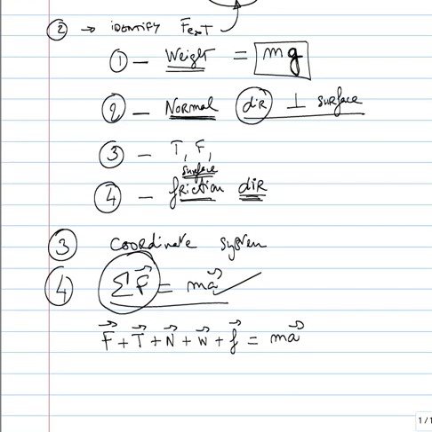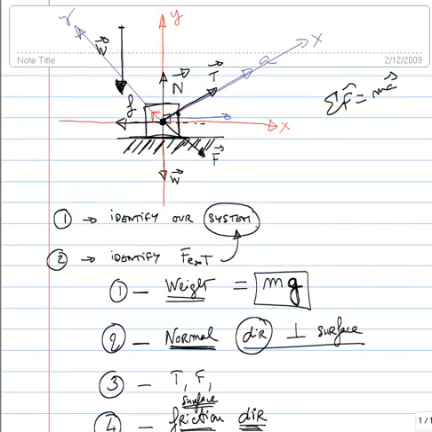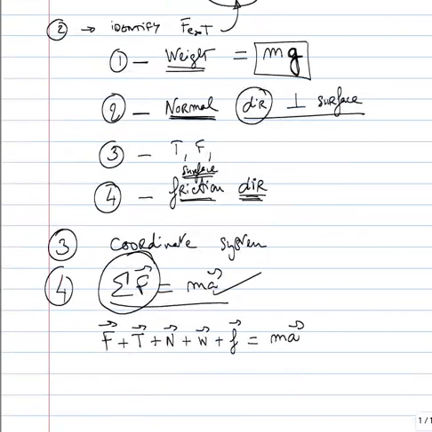Now I know that whenever I want to add vectors, the best way to do it is to write my vector into component notation. That's the reason why I picked the coordinate system. So all I have to do is break down this vector equation into 2 scalar equations. One in the x direction and one in the y direction. That's my x and that's my y.